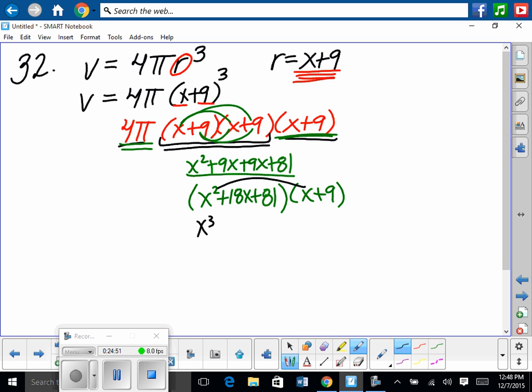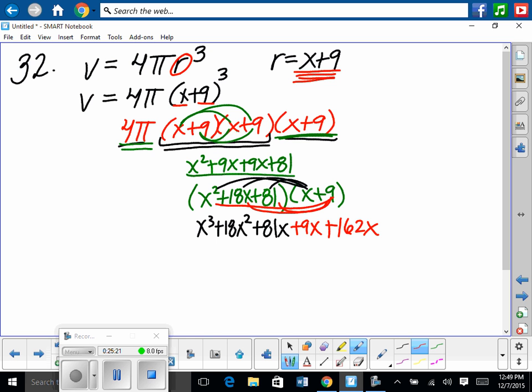X times x squared is x cubed, x times positive 18x is positive 18x squared. X times 81 is positive 81x. And then I've got to distribute my 9 through. So 9 times x squared is plus 9x squared. 9 times 18x is 162x, so plus 162x.